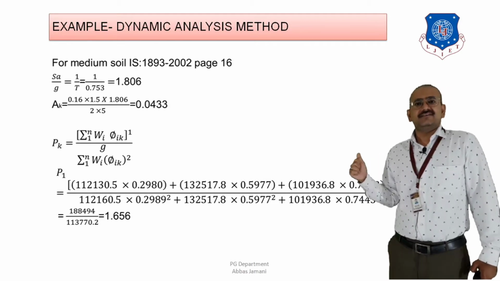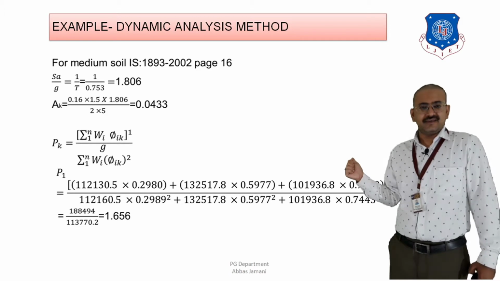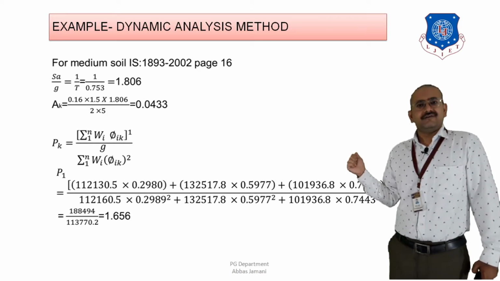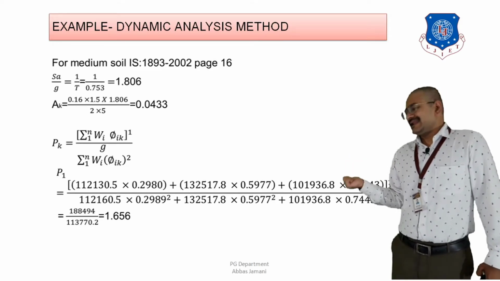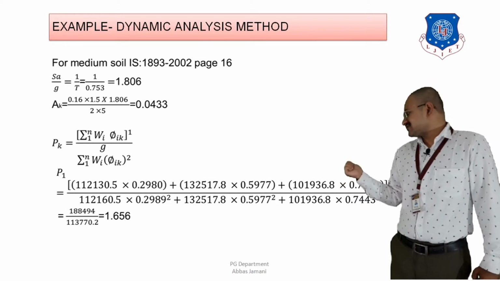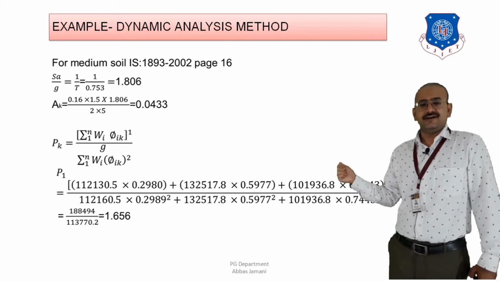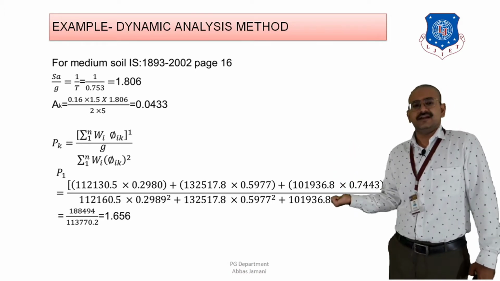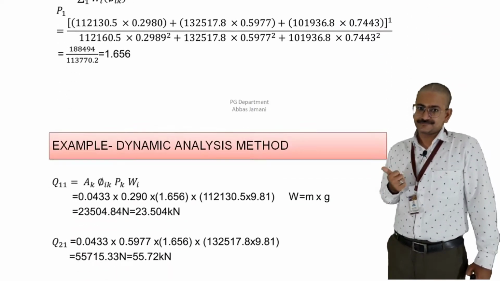Then Pk is given by sigma i equal to 1 to n Wi into phi ik the whole square, divided by sigma i equal to 1 to n phi ik square into Wi. So substituting those values, I'll get the value of Pk is equal to 1.656, as you can see over here, where W1, W2 and W3, phi 11, phi 21, phi 31 are there with us. We substitute these values and we get the value of Pk or P1 corresponding to the first mode.